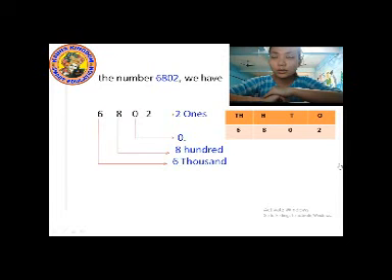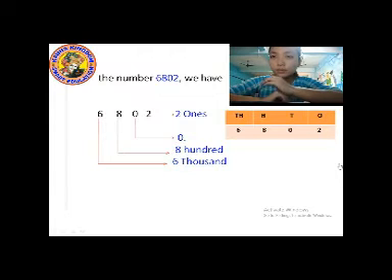Now we are going to see one more example of a place value chart, for the number 6802. To find out the place value, first we have to make a place value chart in the same way that I made on the screen. See, look at the screen, dear student, and put the numbers in the place value chart.